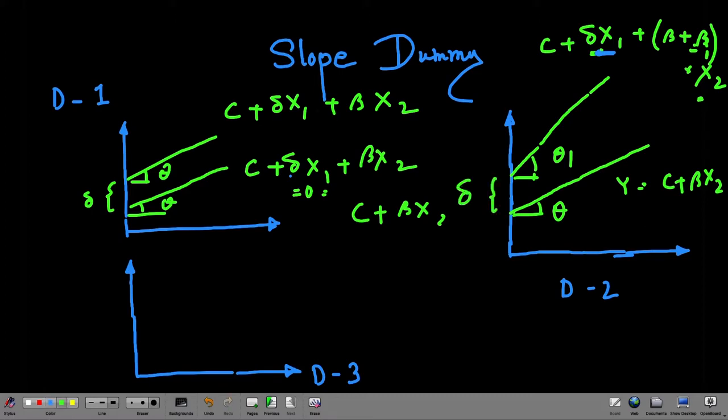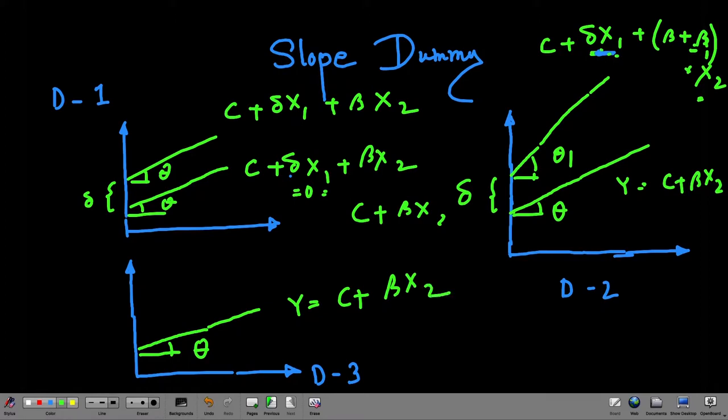But in this case, I may simply want to avoid the intercept component. I can simply avoid the intercept component, and instead just introduce the slope component, just the slope component. So how will it be? Let me try to draw it. Let's say the same line here of the reference category. This is theta, and my equation is as it is, y equal to c plus beta x2.